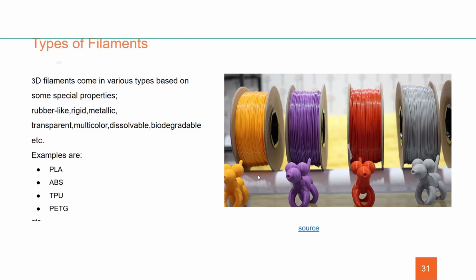We have PLA, that's polylactic acid, ABS, TPU, and PETG. I think PLA is the most common. TPU gives this rubber-like quality, so you can use it to print a phone case, for example. If you want something soft, you can use TPU.